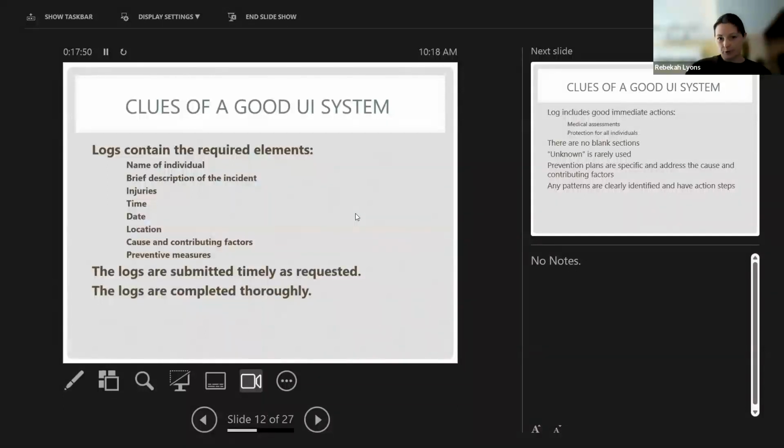We'll go on. Some clues of a very good UI system is that they do contain the required elements. No matter what form you use, if you're using an Excel spreadsheet or Britco or some other template or format, make sure that they do have all of these categories in your log. They do need to be submitted timely. Again, we request them annually. We'll ask for a couple months' sample just to make sure they're being done and being done correctly. And as you're looking at them, make sure there's no holes in there, there's no gaps, everything's completed thoroughly.